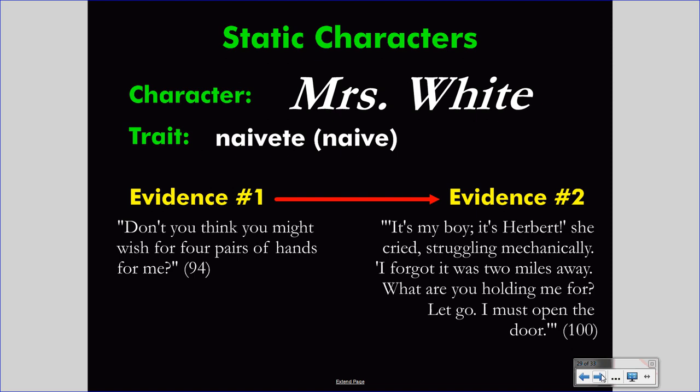Later in the story, she screams, "It's my boy, it's Herbert," she cried, struggling mechanically. "I forgot it was 2 miles away. What are you holding me for? Let go. I must open the door."